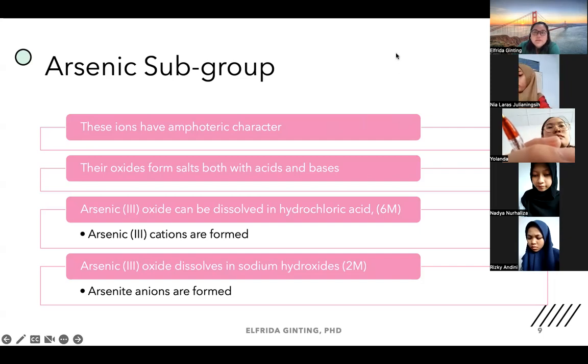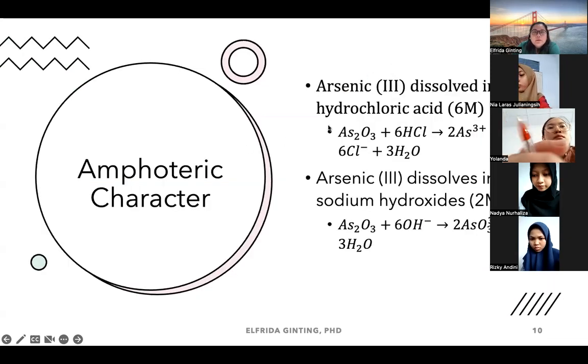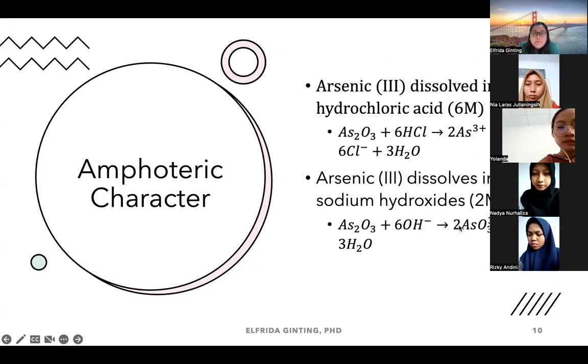Let's see the reaction. So arsenic oxide, you dissolve with hydrogen chloride and it will form a cation, arsenic cation. Whereas when you dissolve arsenic oxide in sodium hydroxide, it forms arsenite anion. So this is the meaning of amphoteric character of arsenic.